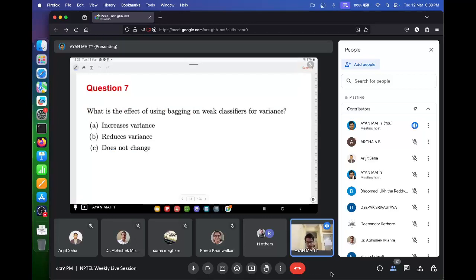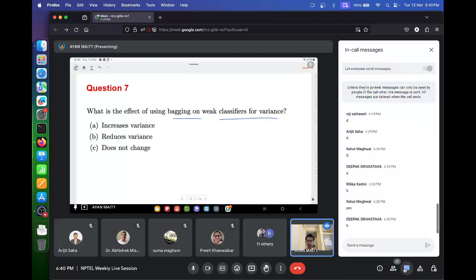Now question 7. What is the effect of using bagging on weak classifiers for variance? So what will happen to variance if we use bagging approach on weak classifiers? The options are: increases variance, reduces variance, does not change variance.